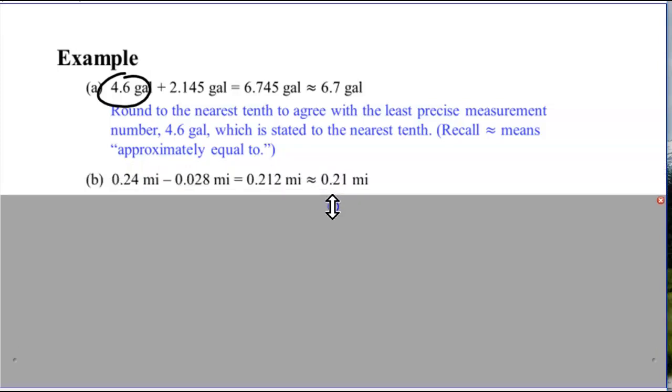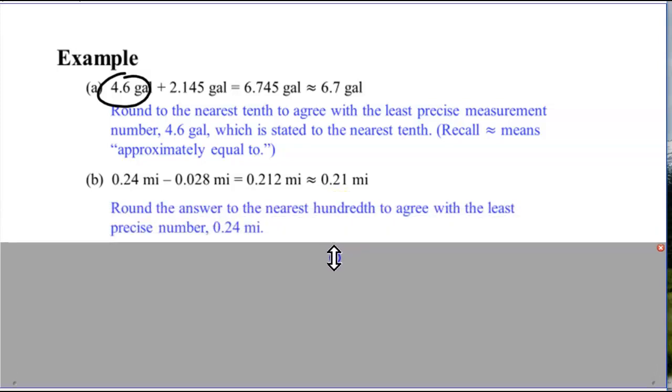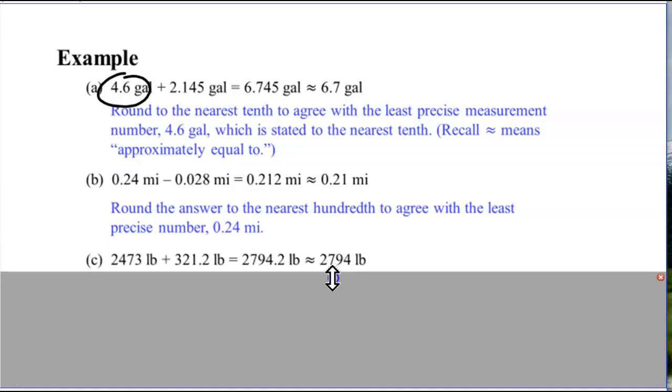Looking at the next problem, go ahead and pause the video if you'd like to try this one on your own first. They give you the answer right there, and so hopefully you've reasoned why that is the right answer and found the precision. You're rounding the answer to the nearest hundredth to agree with the fact that 0.24 miles is the least precise value. I'll go ahead and look at this one and figure out the reason why.